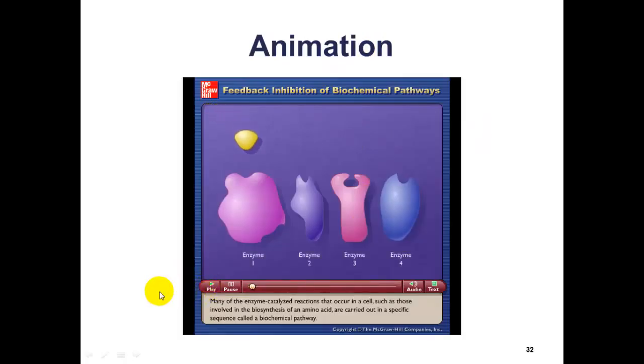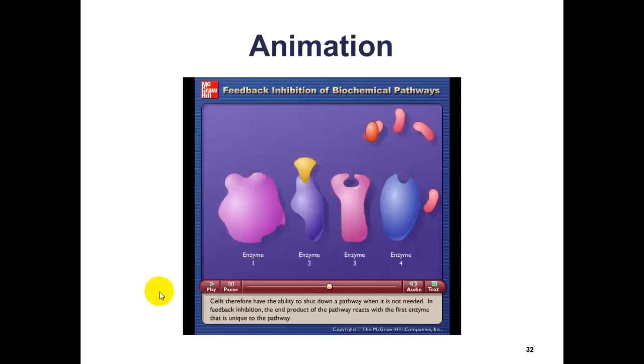Many of the enzyme-catalyzed reactions that occur in a cell, such as those involved in the biosynthesis of an amino acid, are carried out in a specific sequence called a biochemical pathway. In such pathways, the product of one reaction becomes the substrate for the next reaction. If the end product of a pathway, such as an amino acid, becomes available in the environment, it is unnecessary and wasteful for the cells to continue to produce the product. Cells, therefore, have the ability to shut down a pathway when it is not needed.